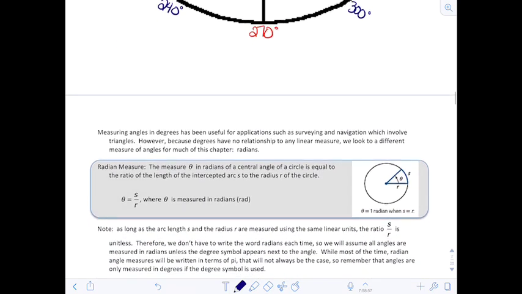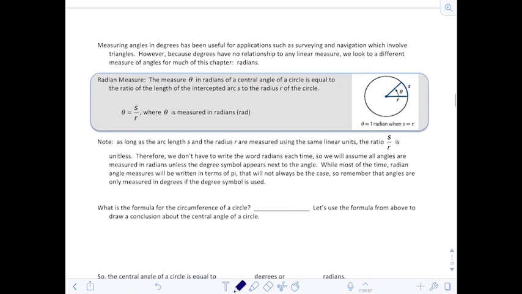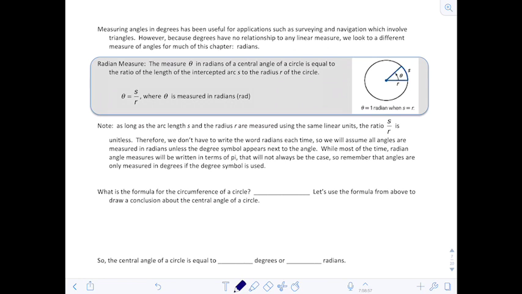Okay, so now that we've talked about degrees, we're going to move on to what we've all heard about, radians. So let's start off by looking at what measuring in radians really means versus degrees. Measuring angles in degrees is very useful in applications like surveying and navigation, involving triangles. But degrees have no relationship to linear measurement. So to look at different measures of angles for this chapter, in a good bit of it, we're going to focus on radians.